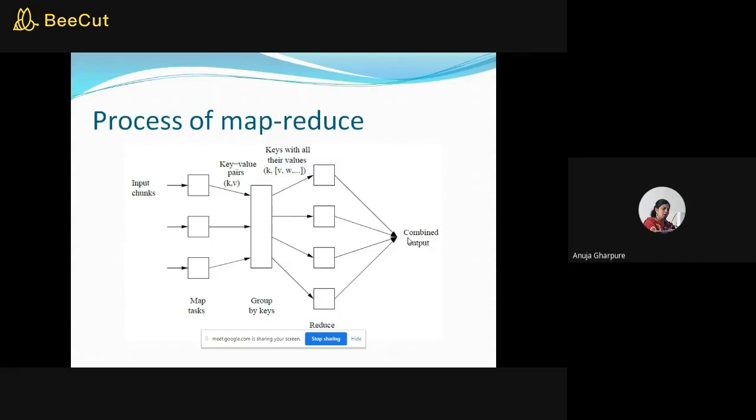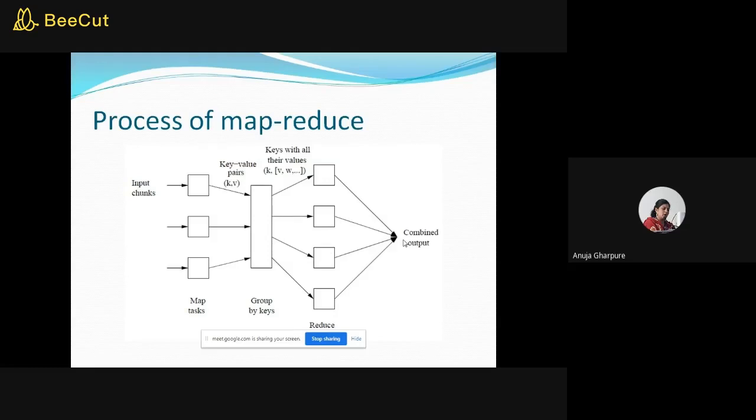Now, let us take one more example of the same process. What we have seen is the input chunks will be given to the map task. Map task, according to the input chunks, will form the key value pairs. Key value pairs, according to the keys, will be grouped together by the master controller. Then the master controller will give these keys to the reduce tasks, and these reduce tasks will be combined together and form the combined output. This is the basic process of MapReduce.